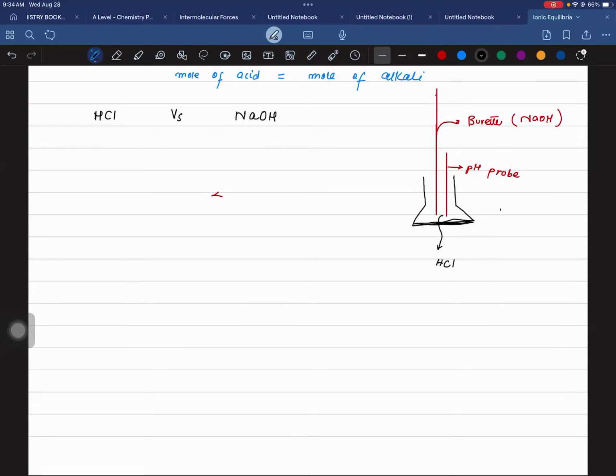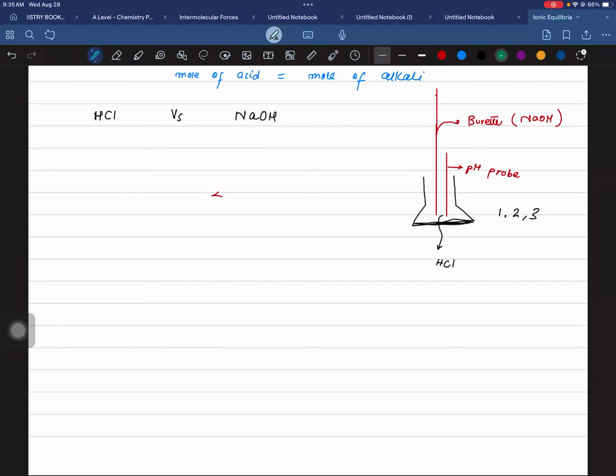Basically, you will see the pH 1, 2, or 3 if you're going to have a strong acid. Obviously, HCl is a strong acid, right? So you will see the pH that may be 1, that may be 2, that may be 3. It depends on the strength of the acid.